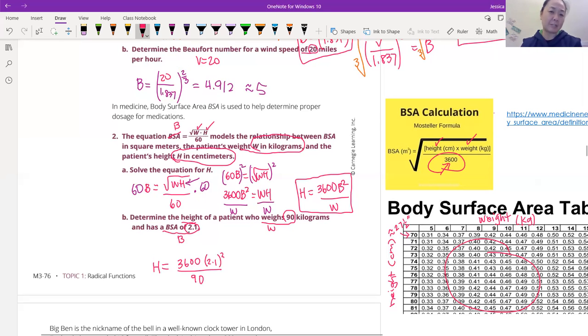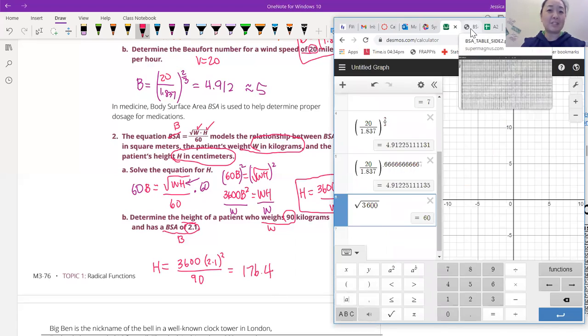We're kind of trying to backtrack here, right? Like, wait, what was their height? And so we're going to put the 2.1 in for B and the 90 in for the weight. And you put that into your calculator and you should have gotten 176.4. I think that's what people had said. And so we're going to go over to the table and see if this is true.